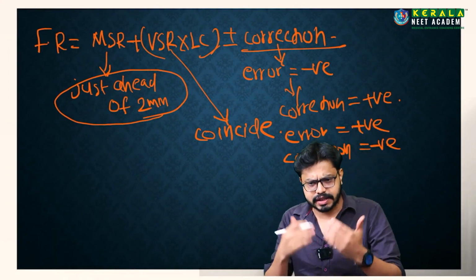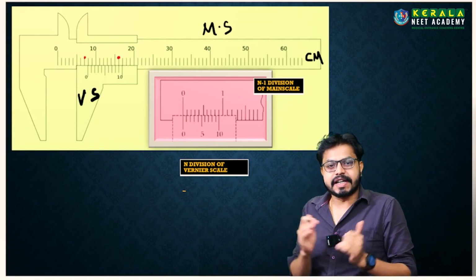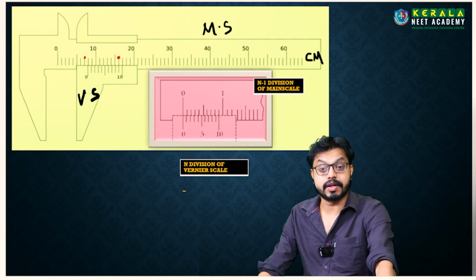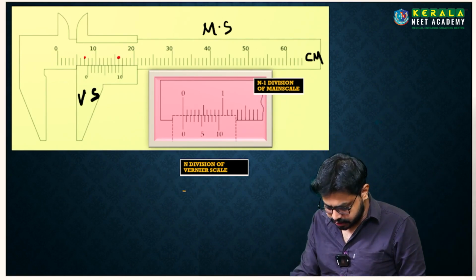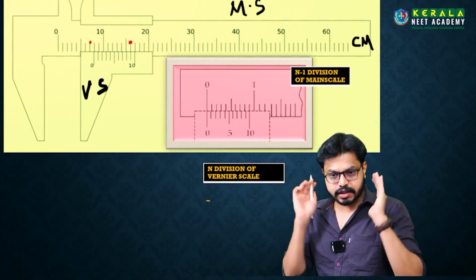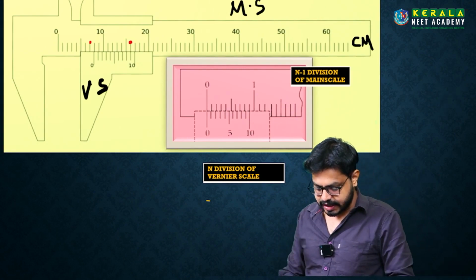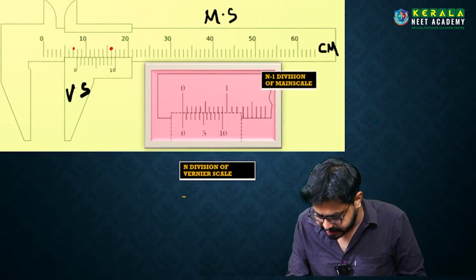Now the question in detail as well. How do we take the reading in the scale? I will explain that next. Here a scale is given, there is a vernier scale and a main scale. So we have two readings. What are the two readings? We have the final reading, the main scale reading, and the vernier scale reading. Correct?